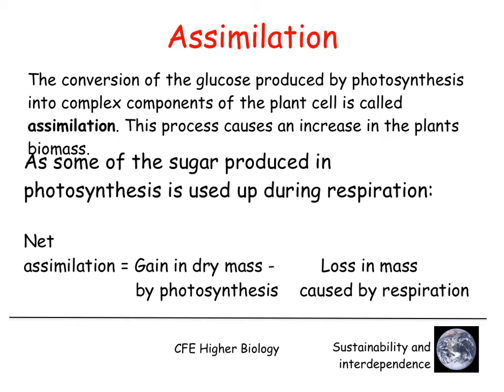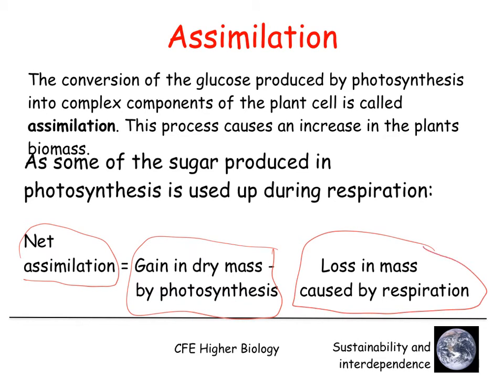Now, some of the sugar that is produced in photosynthesis is used up during respiration. So when we talk about assimilation, we talk about it in terms of net assimilation. That is the gain in the dry mass by photosynthesis minus the loss in mass caused by respiration. And that's what we mean by the terminology net assimilation there.